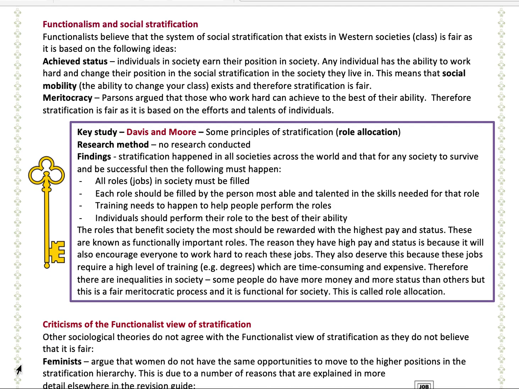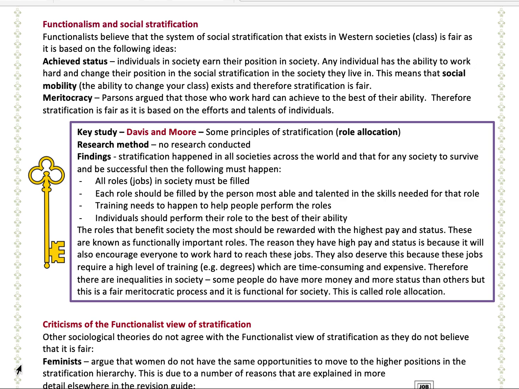Functionalists have a positive view of social stratification. They think it's a fair system. They believe it's based on achieved status and that social mobility is possible, because they perceive our system to be based on meritocracy. So if you work hard, you will achieve the best you can for your ability.